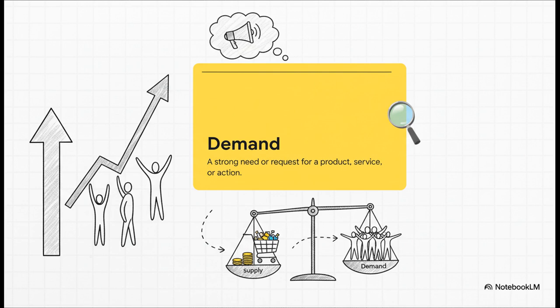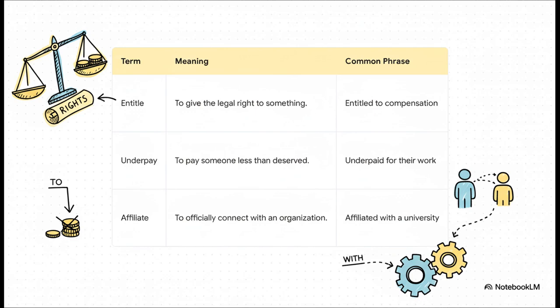You can also use it as a verb. For example, you can demand an answer from someone when you really need to know. This table breaks down 3 really useful verbs for work. First, entitle. This means to give someone the legal right to something. So your work contract might entitle you to paid time off. Next up, underpay. Pretty straightforward. It means to pay someone less than they deserve. And finally, affiliate, which is all about making an official connection. A company might affiliate with a charity.